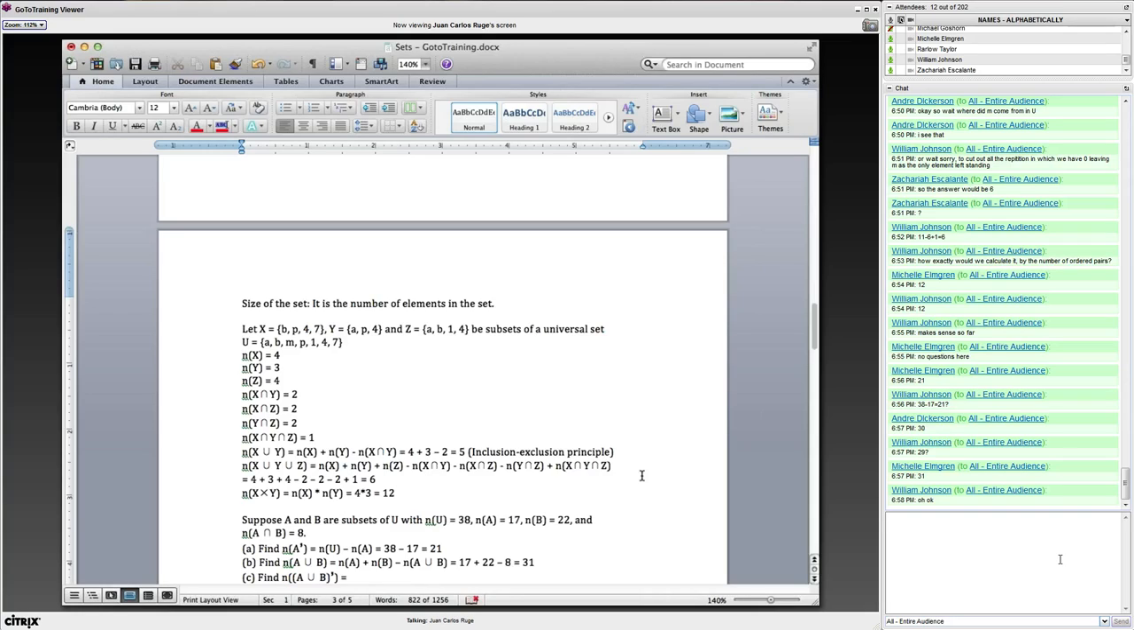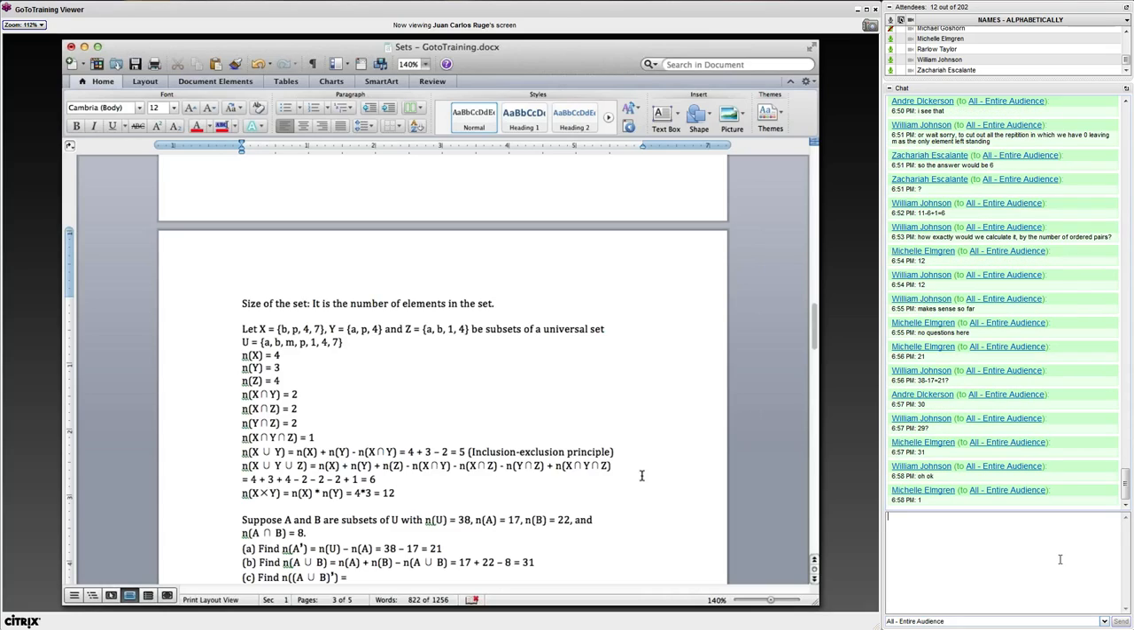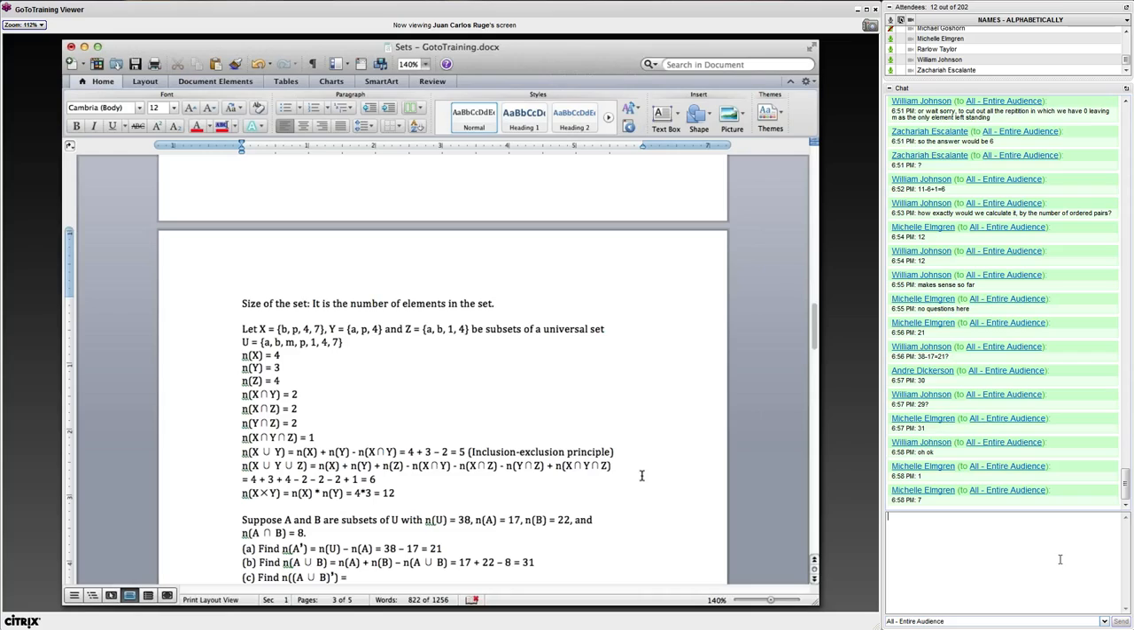What is the number of elements of the complement of the union of A and B? Yes, Michelle, 7. This is going to be 38 minus 31. Okay, guys, questions about anything related to sets?